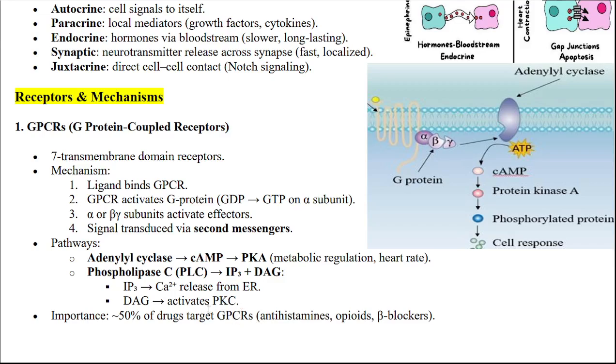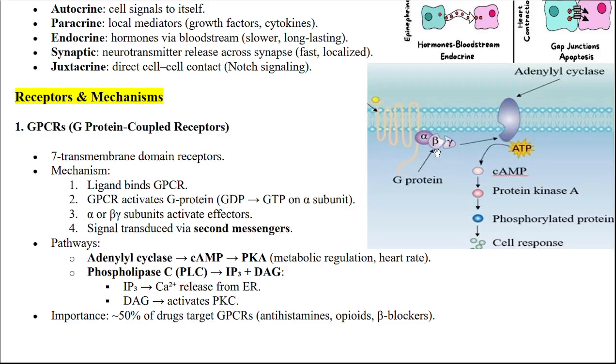So how does that 7-pass structure actually transmit a signal inside the cell? What happens when the hormone or neurotransmitter binds on the outside? Okay, so the ligand binds to the extracellular part of the receptor. This causes a subtle but critical change in the receptor's overall shape, particularly on the intracellular side. Right. This shape change allows the receptor to interact with a specific partner protein waiting just inside the membrane.